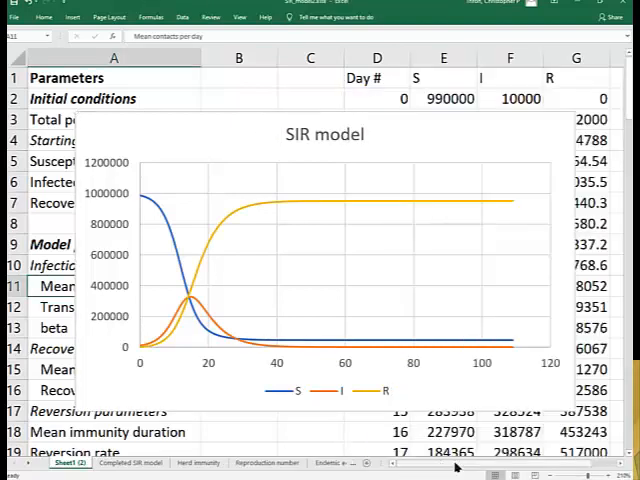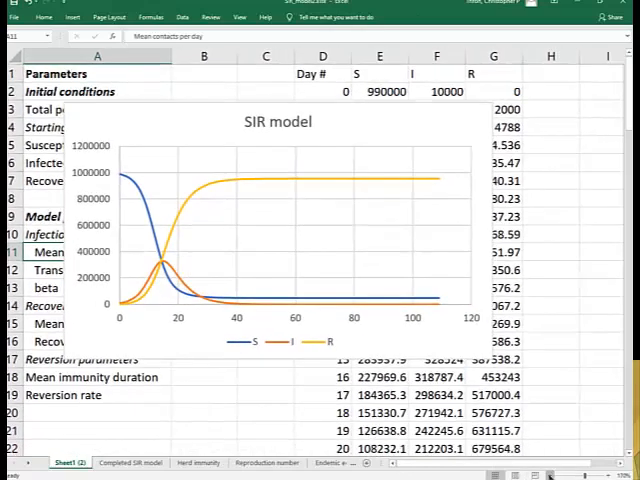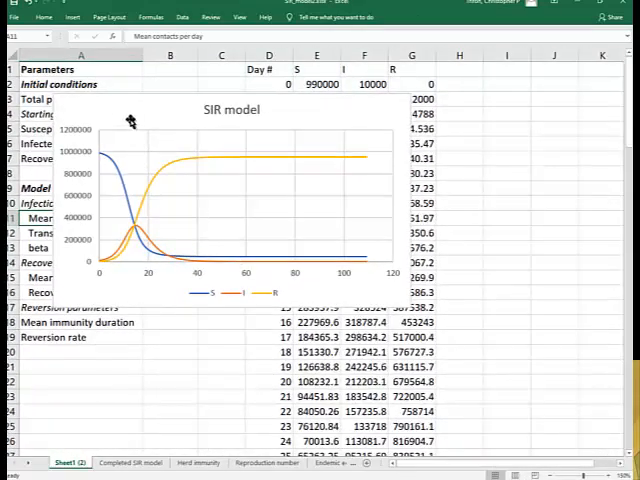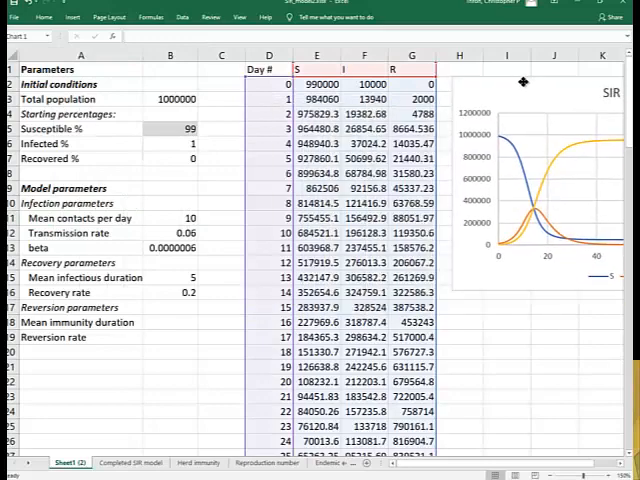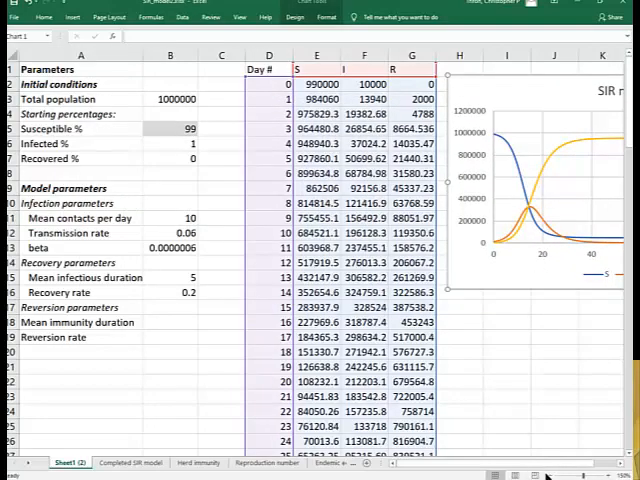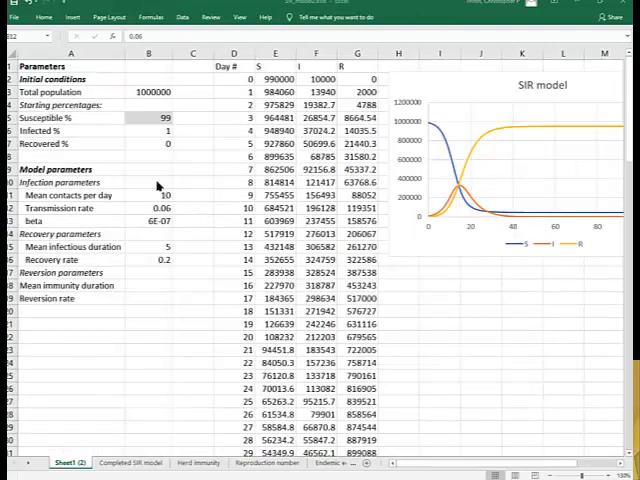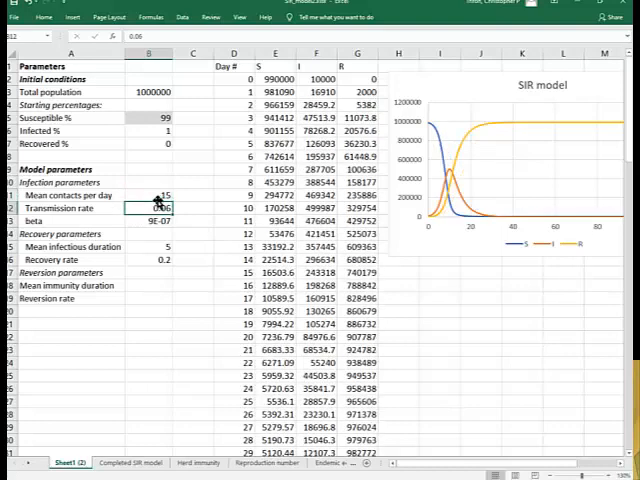Okay. Let me move this over to the side. And you can see. Now I am able to change these numbers here and see what happens to my SIR model. Suppose I increase my number of contacts per day to 15. Here you see the peak becomes sharper and sooner. You can see that almost everyone gets the disease eventually and has recovered.